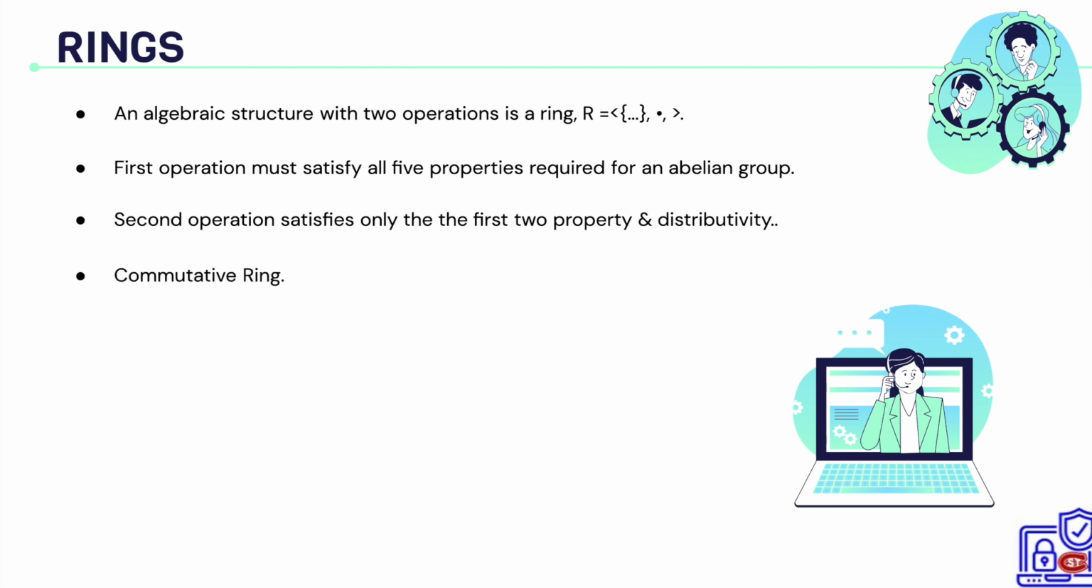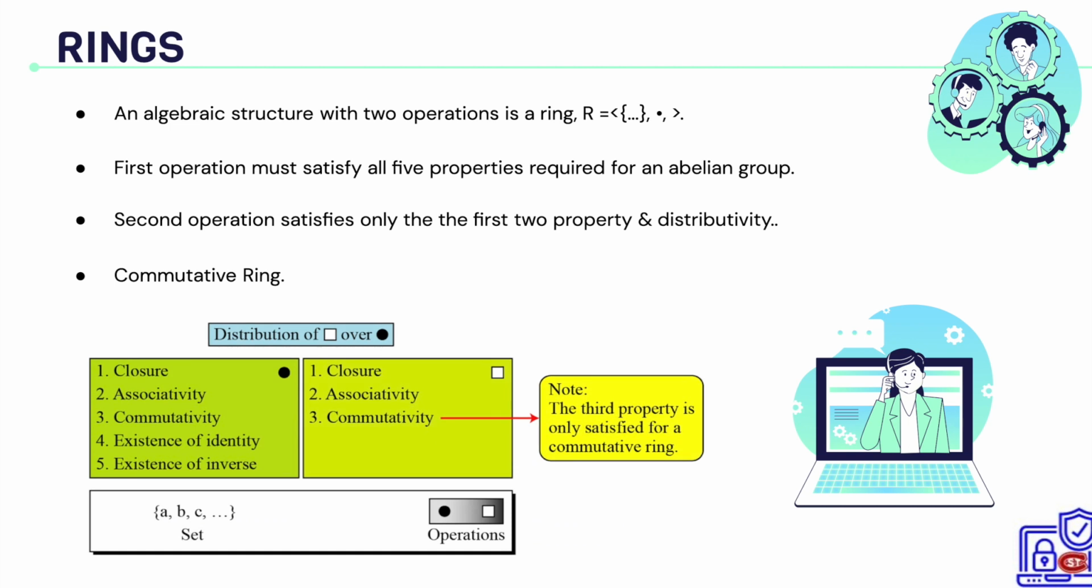Commutative ring. A commutative ring is a ring that satisfies the commutative property. The set Z with 2 operations, addition and multiplication, satisfies the properties of a commutative ring. Only 3 of the 5 characteristics are satisfied by the multiplication operation, but all 5 properties are satisfied by the addition operation.